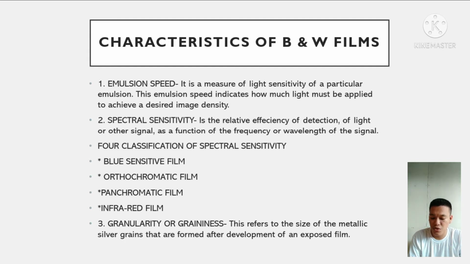Next, let's proceed to DIN, Deutsche Industrie Norm. This is expressed in a logarithmic value system, where an increase of 3 degrees doubles the sensitivity of the film. The difference between DIN and ASA is that DIN increases by 3 degrees. That's why they are different.